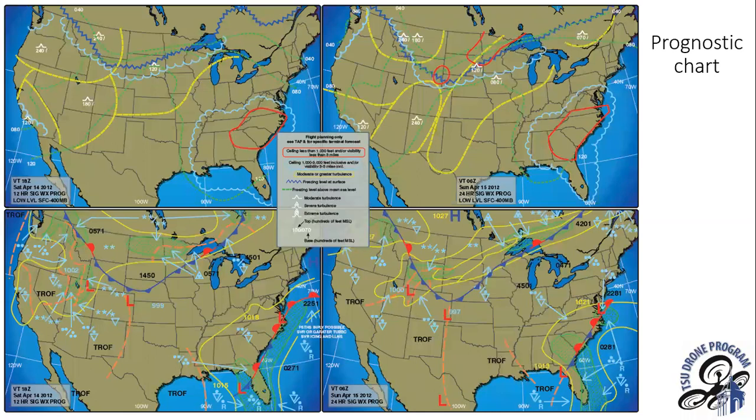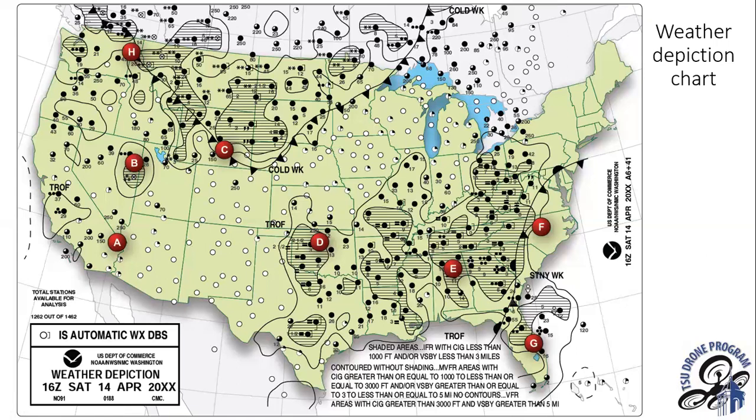Okay, now this is another one, well, actually, let me go back to this previous one. There is also an important thing, a legend that you want to make note of. And so in this legend, we've got some different things. We've got shaded areas are essentially going to mean IFR. IFR means instrument flight rules. So this means that conditions are so bad that pilots must rely on their instruments to fly. And so we have IFR with a ceiling less than 1,000 feet and or visibility less than 3 miles.